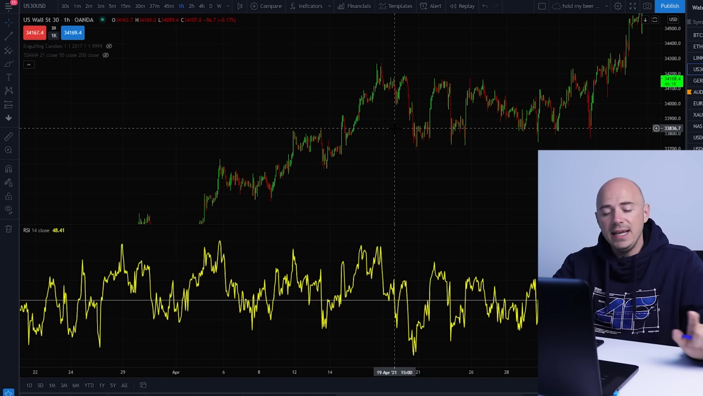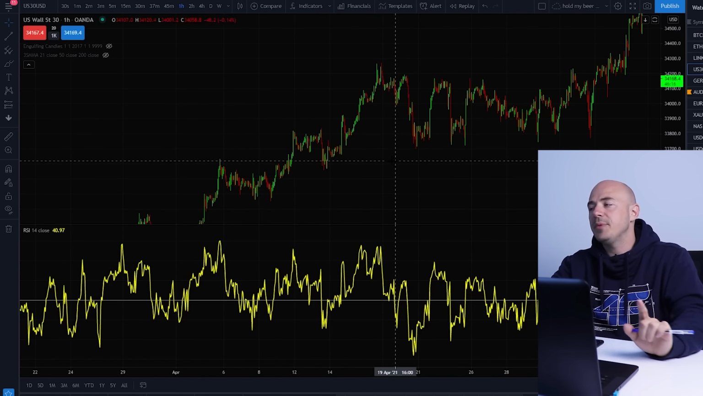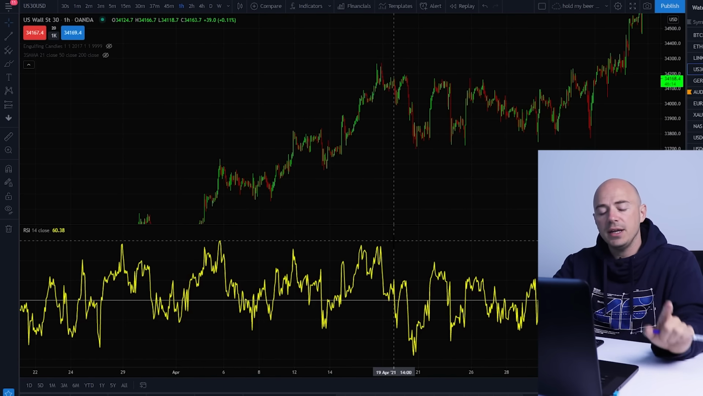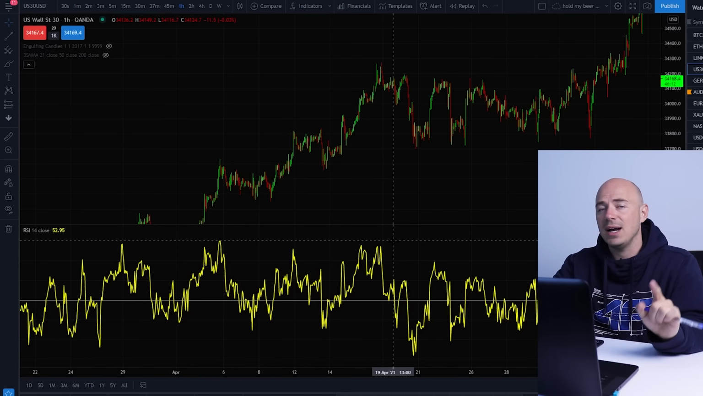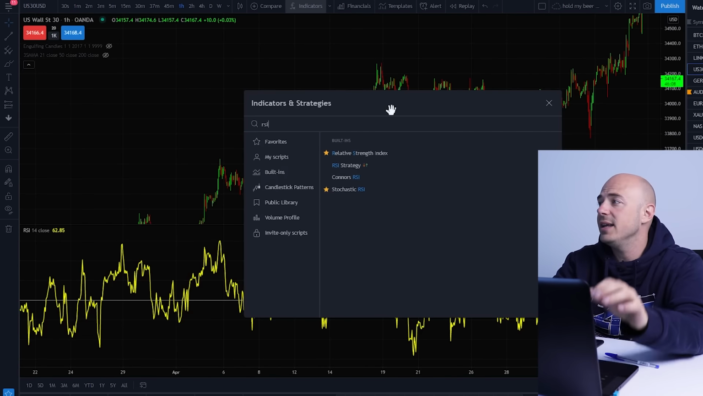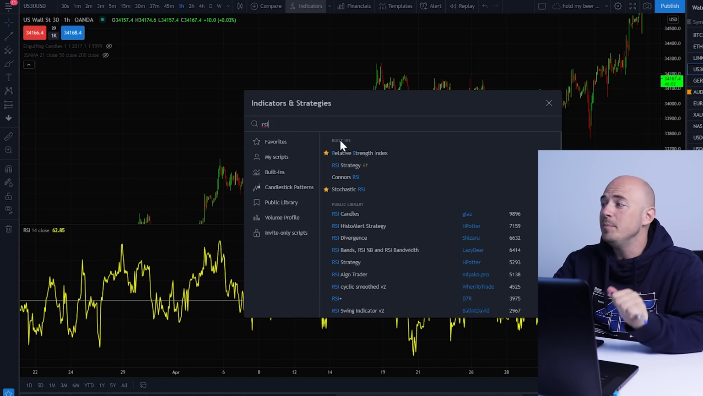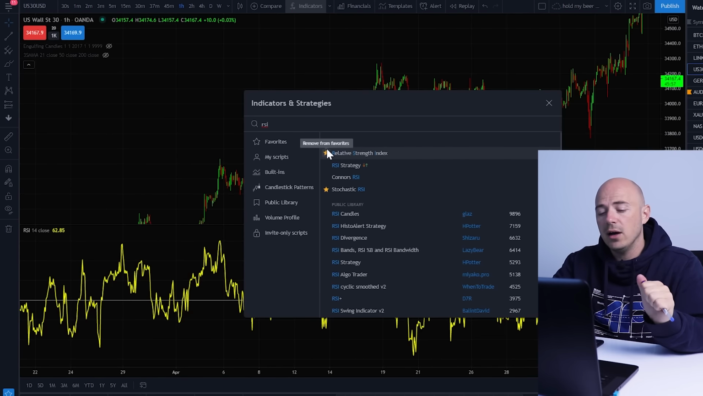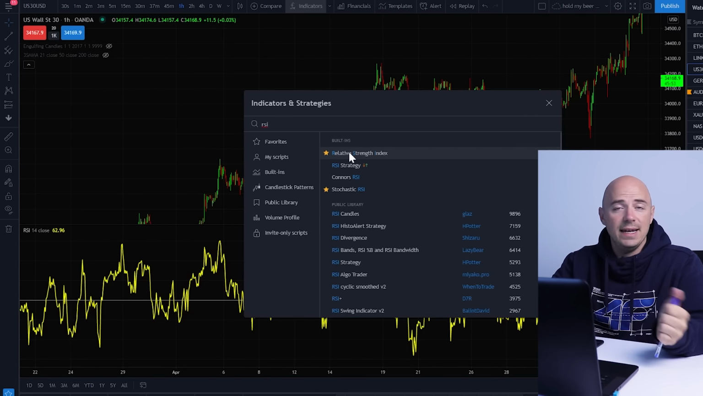We're not going to put any other indicators on here except for the RSI, but we're not going to use the standard RSI settings. I want you to adjust them like I have. So click on the indicators tab and type in RSI. It is in the built-ins. It is the relative strength index. Put a star next to it. You want it on every single one of your charts and click it once.